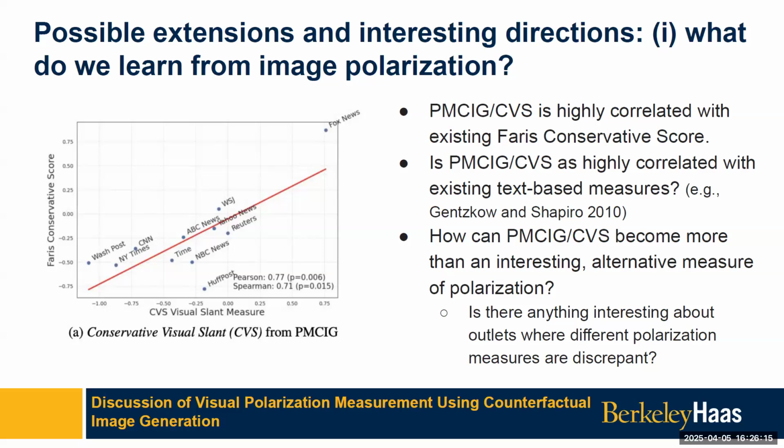One thing that you could ask is, is this measure as highly correlated with some of the existing text-based measures? So for instance, the Gentzkow and Shapiro measures of polarization from text. This comparison is not really currently done in the paper. And if we do see that there are some deviations, can we somehow use this measure in a more interesting way, right? Suppose that there are certain outlets that are very polarized when it comes to text, but not to images, or very polarized with images, but not with text. What does that teach us about how these outlets are thinking about these different types of media and how they report on them? I think there could be something interesting to look at there.